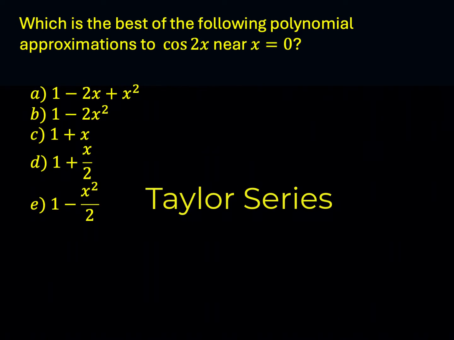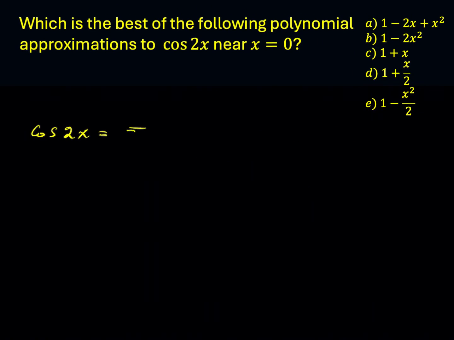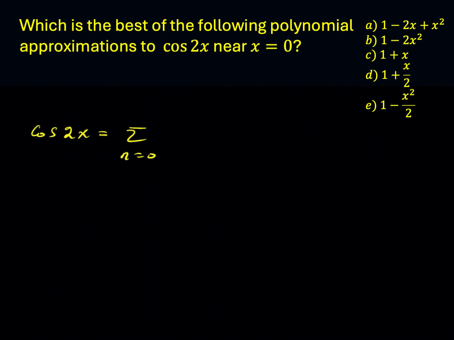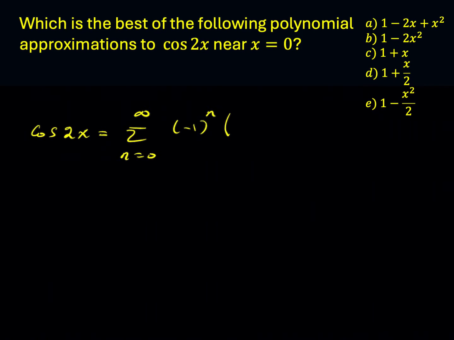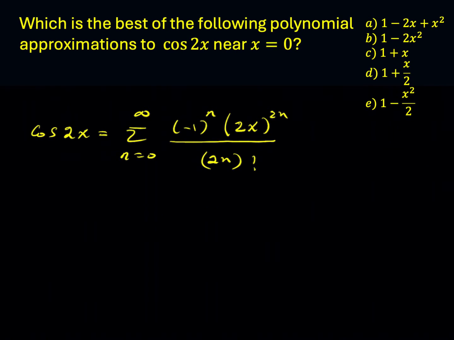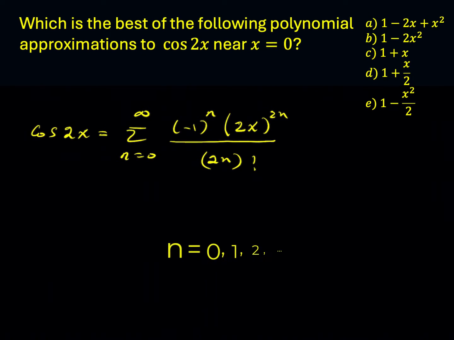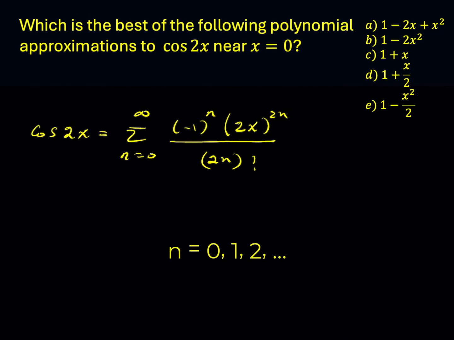series expansion. Now, the Taylor series expansion for cosine 2x is cosine 2x equal to the sum from n equal to 0 to infinity of minus 1 to the power n times 2x to the power 2n over 2n factorial. I hope it's not difficult for you. Now, computing the first few terms of this series, we can replace n equals 0, 1, 2, 3, and so on. Let's compute some terms.